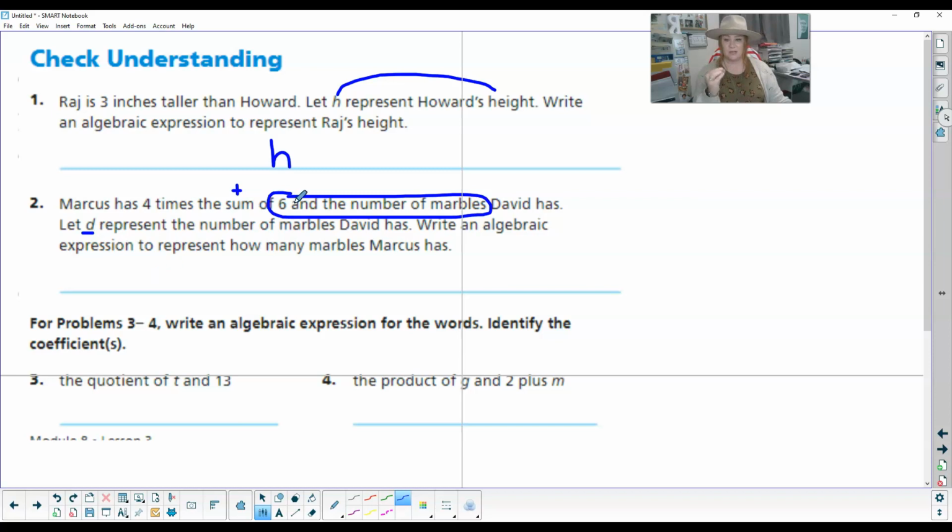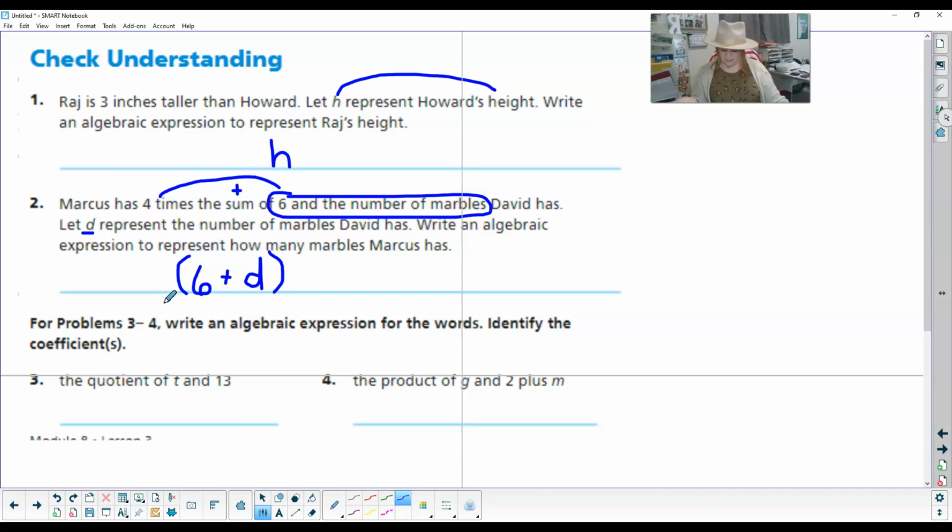So if I'm just starting with this first part, the sum, when I'm hearing that word sum, that tells me I've got to do that first. I've got to find that addition problem first. So I want to put parentheses around that. So I'm doing 6 and David, putting them together, and means to add. So whatever David has, I need to add 6 to that. Then I'm going to times this whole thing by 4.